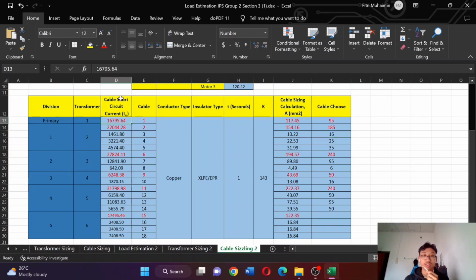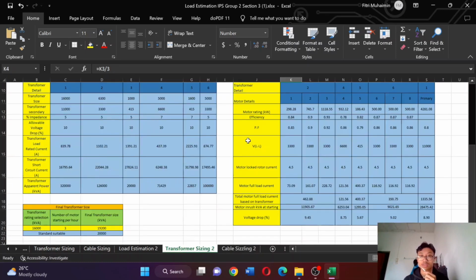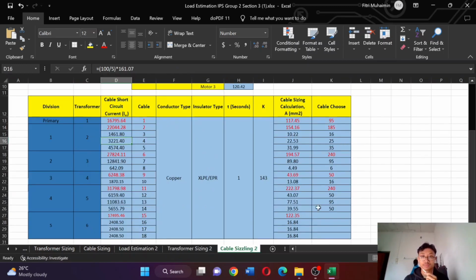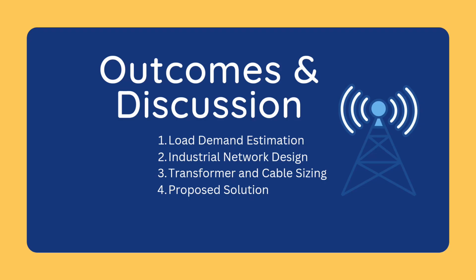For the ISC, we get the iMotor from the transformer sizing, which is like this. 73.09 is the iMotor for motor 1 in transformer 2, followed by the other motors. So I think that's all from me for the cable sizing calculation in mm squared.